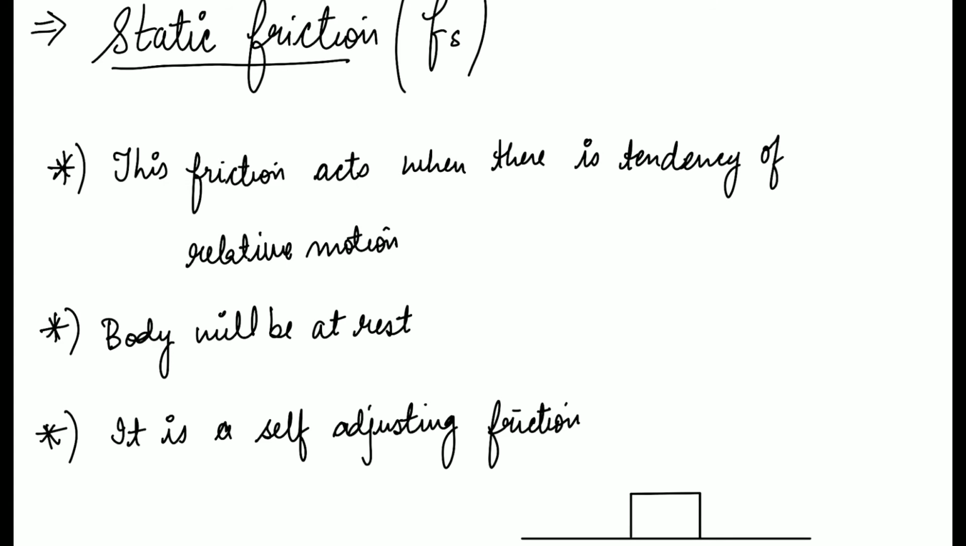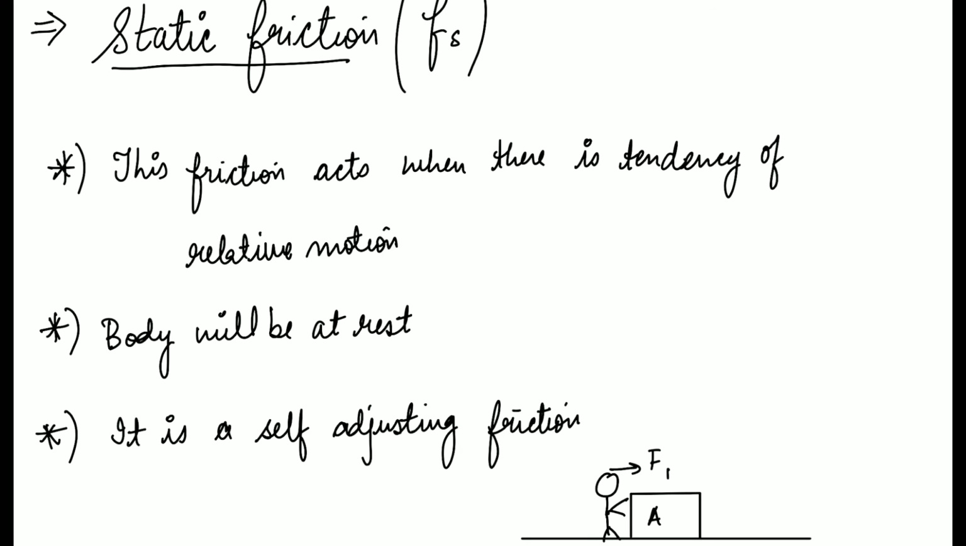Let me explain why we call it a self-adjusting friction. Let's take an example of the almirah. Let's say this is the almirah that we talked about. Your mom asked you to move this almirah, so you applied some force here, some F1 force. Because of this F1 force, the almirah is not moving at all.